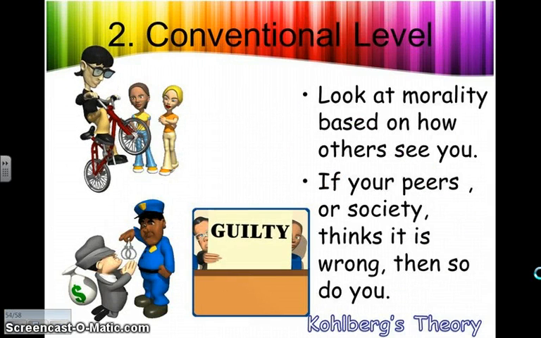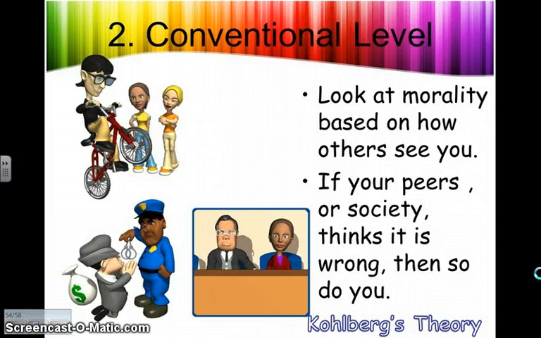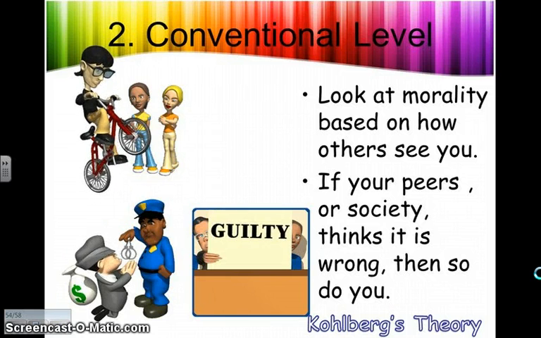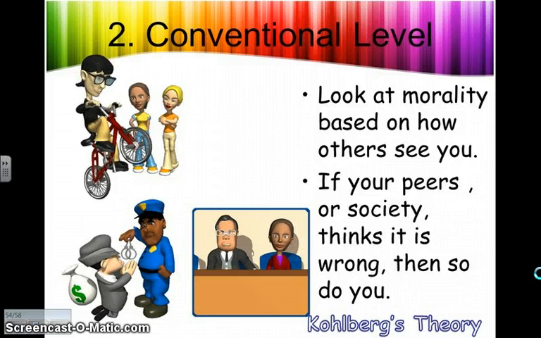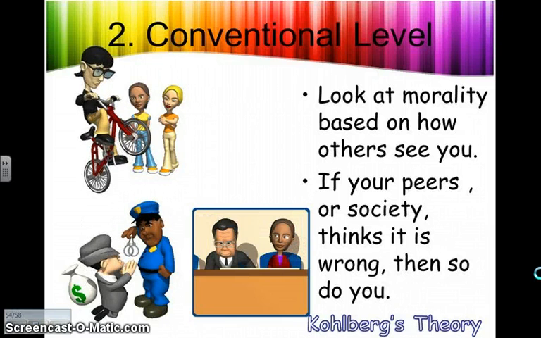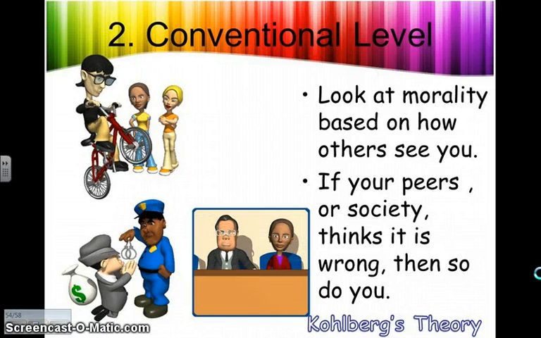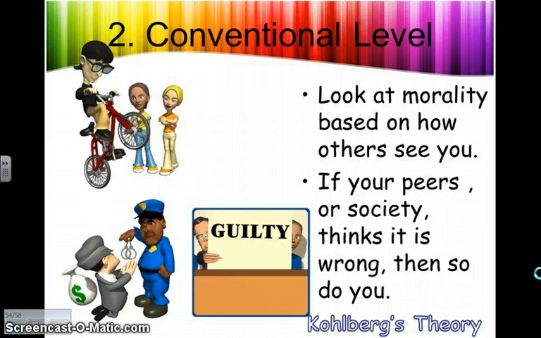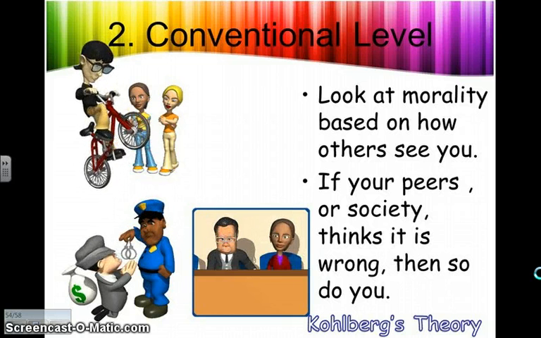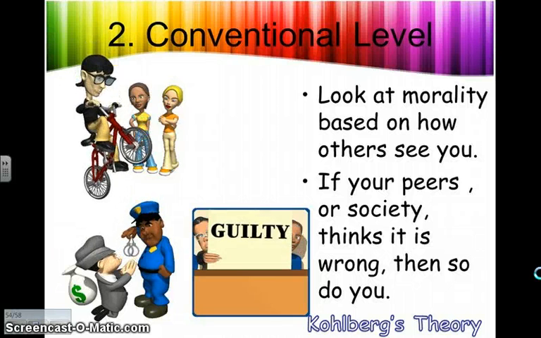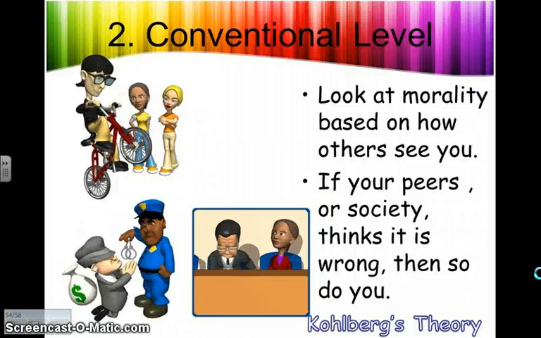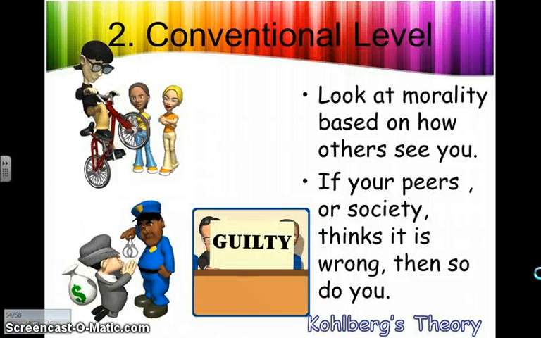Now the conventional level, okay, this would be what he would call stages 3 and 4. Essentially, stage 3 was based on winning somebody's approval. In other words, I'm going to do something because I think it's going to please you. Or I think, I'm going to do this because I don't want you to disapprove of me if I do something else. So basically, winning somebody's approval was the third stage.